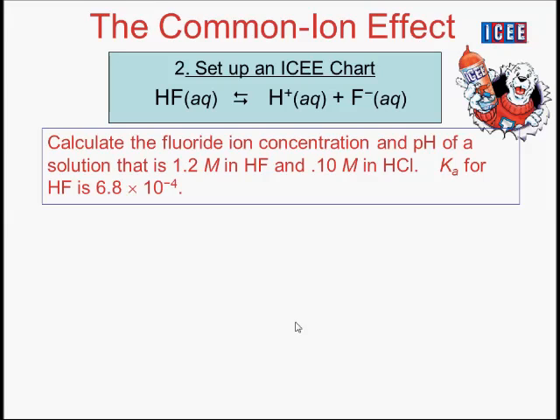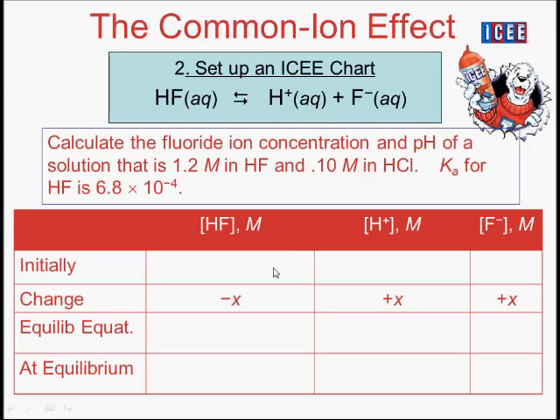We're going to set up an ICE chart to help us answer this question. Again, this is my main equilibrium system going on, so I'm going to set up my ICE chart in terms of this equation. So there's my ICE chart there. Now, initially, we've got 1.2 as our concentration of HF, and from the HF dissociating, I have 0 fluoride and 0 hydrogen ions.